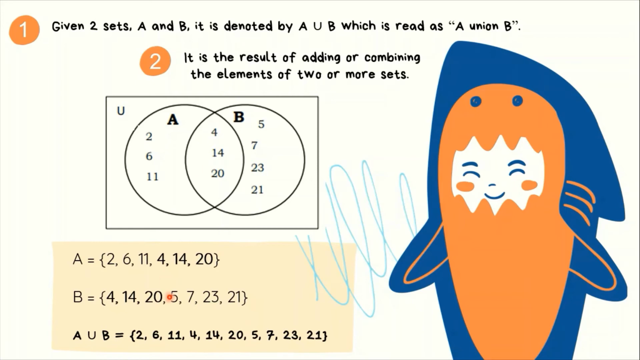So, titignan naman natin yung set notation nila. Mapapansin natin na pinagsama yung numbers na 2, 6, 11 dahil kasama ito sa set A. Makikita din natin yung 5, 7, 23 at 21 dahil ito naman ay mga elements ng set B. Pero, yung 4, 14 at 20 ay isang beses lang nating ililista.